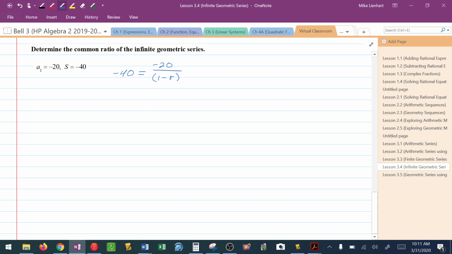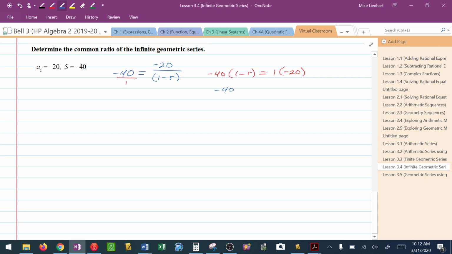Now, we have a couple of different ways that we can do this. Personally, I always like to just think of that first term as being over 1. And then I'm going to cross multiply to solve. So if I write this out as a cross product, it would be negative 40 times 1 minus R is equal to 1 times negative 20. All right. I've always found this to be the easiest way. It may take an extra step or two, but I think this is the easiest way to do it.